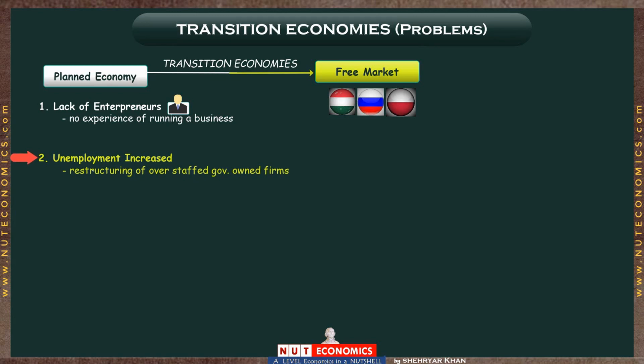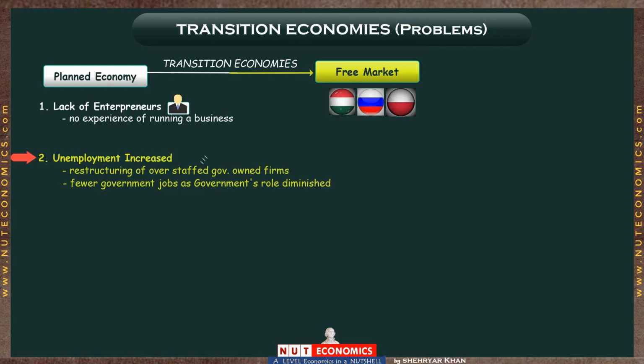And then there was another simple reason. That relates to the fact that in a planned economy, as we have learned, the entire show is run by the government. So there is a huge government state machinery, and there are a lot of people who are employed by the government departments. But once these countries started to make a transition to a free market, of course, the role of the government diminished, and therefore a lot of people previously employed by the government now became unemployed.